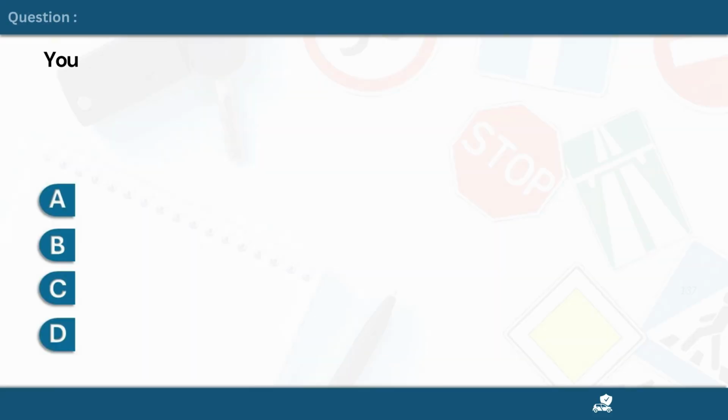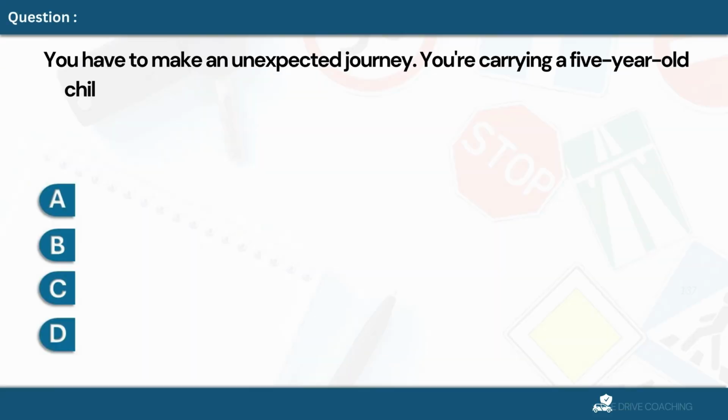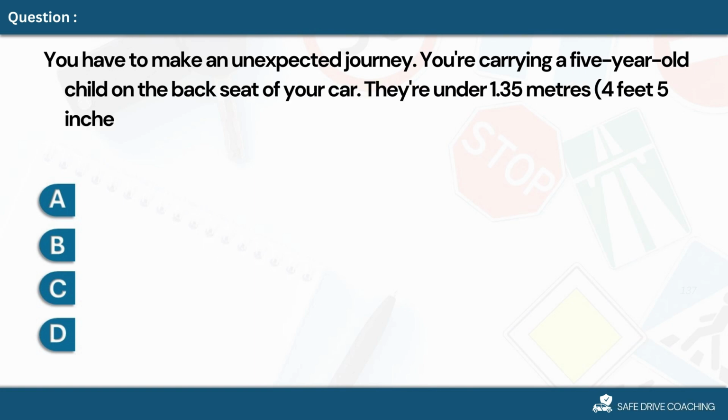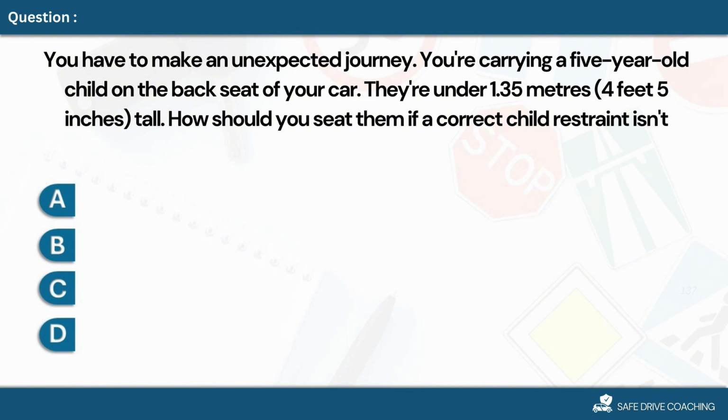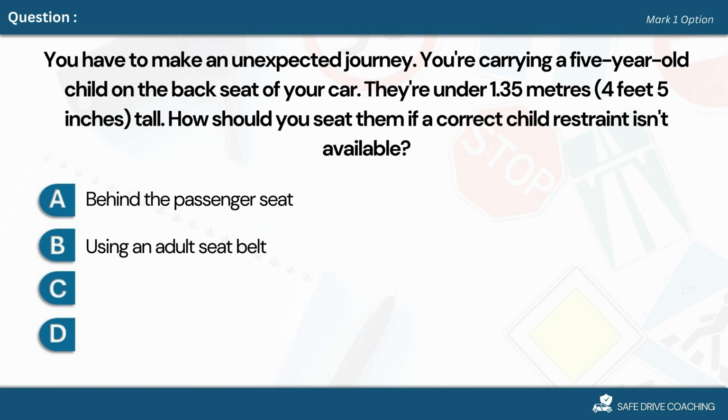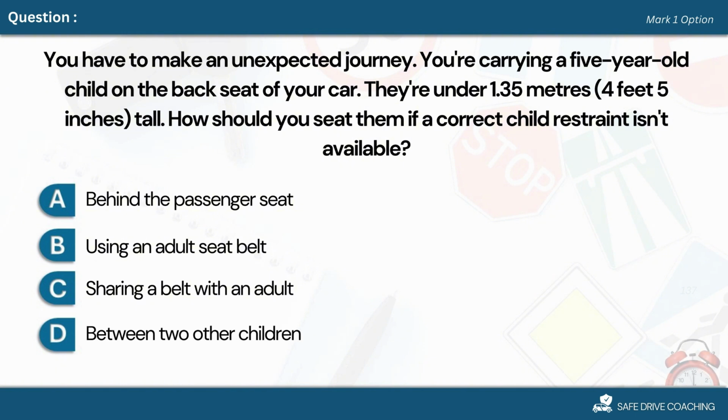You have to make an unexpected journey. You're carrying a 5-year-old child on the back seat of your car. They're under 1.35 meters, 4 feet 5 inches tall. How should you seat them if a correct child restraint isn't available? A. Behind the passenger seat. B. Using an adult seat belt. C. Sharing a belt with an adult. D. Between 2 other children. The correct answer is B. Using an adult seatbelt.